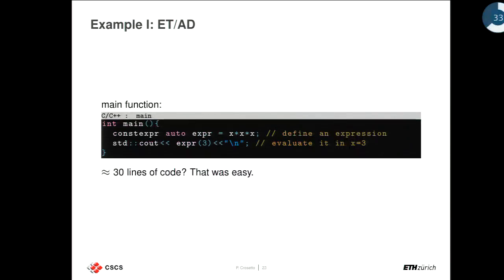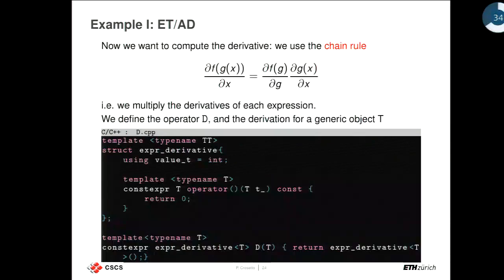Now we can write our main function. It was about 30 lines of code, more or less. So now the difficult part comes in. We want to implement the derivative. To implement the derivative, we use the chain rule, the derivative of composed functions, and we can implement that in a recursive way, very easily.